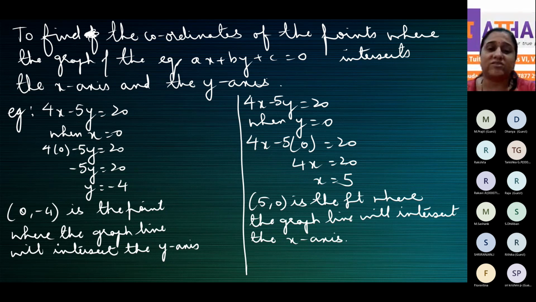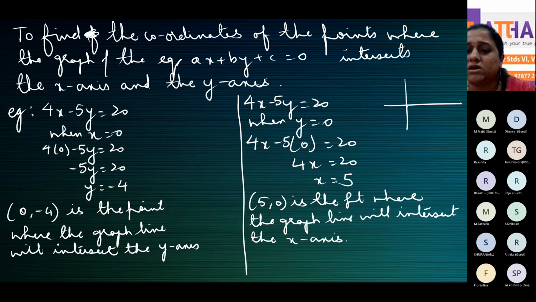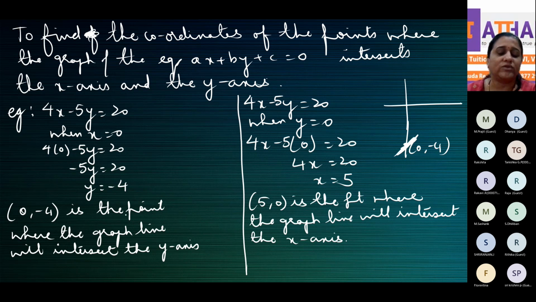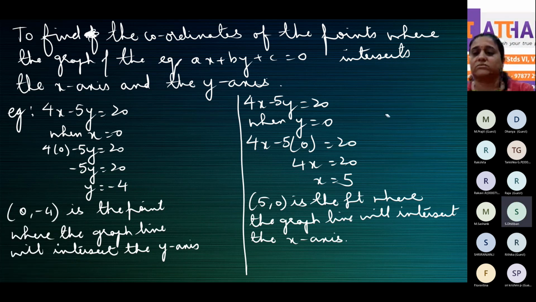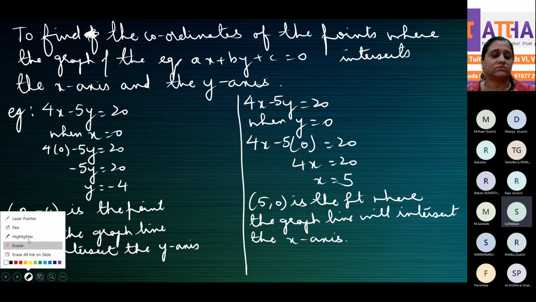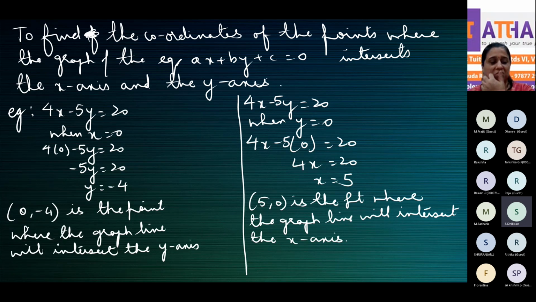So if the x coordinate is 0, comma minus 4, where is 0, comma minus 4? Somewhere here. This is 0, minus 4, so this is where it intersects the y-axis. Yes, continue, Dileepan. 0, minus 4 is the point where the graph line will intersect the y-axis.